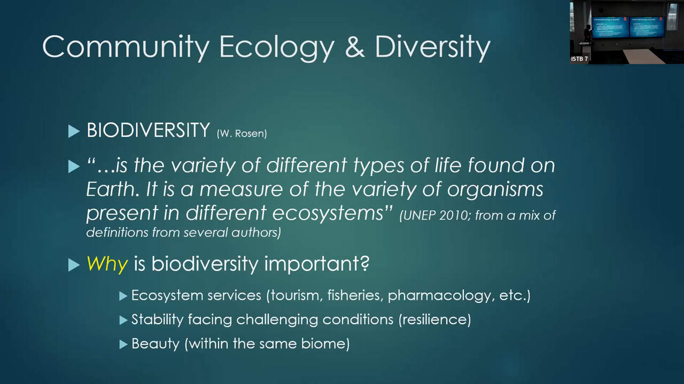It's because ecosystems are providing us what we call services. From tourism, fisheries, and pharmacology, these are direct economic impacts in nations, especially in island nations like Bermuda. They also provide stability when facing challenging conditions, what is called resilience. For the same kind of biome, we know now that more diverse communities are more resilient to changes. So if we are facing a challenge like climate change, those with high diversity will be able to resist those changes more easily.